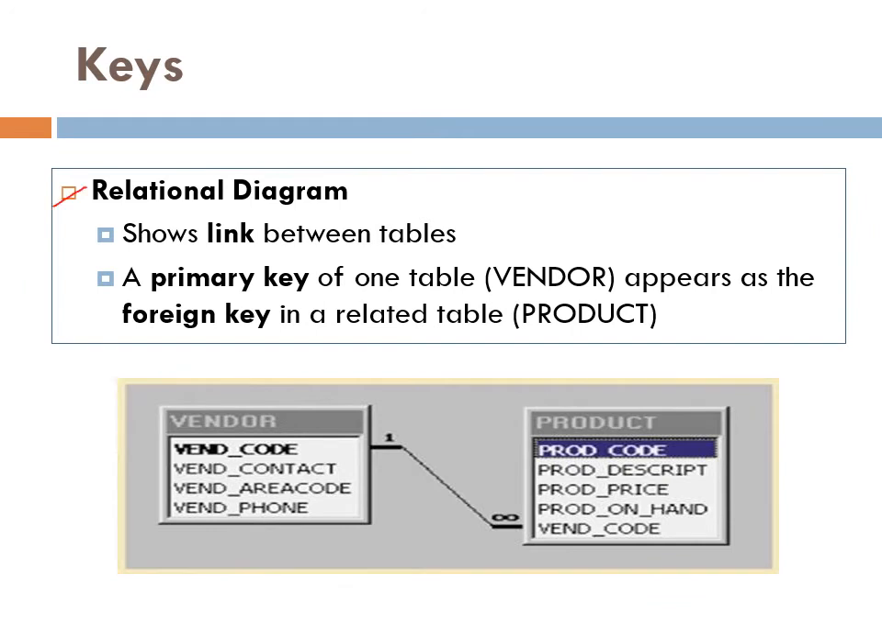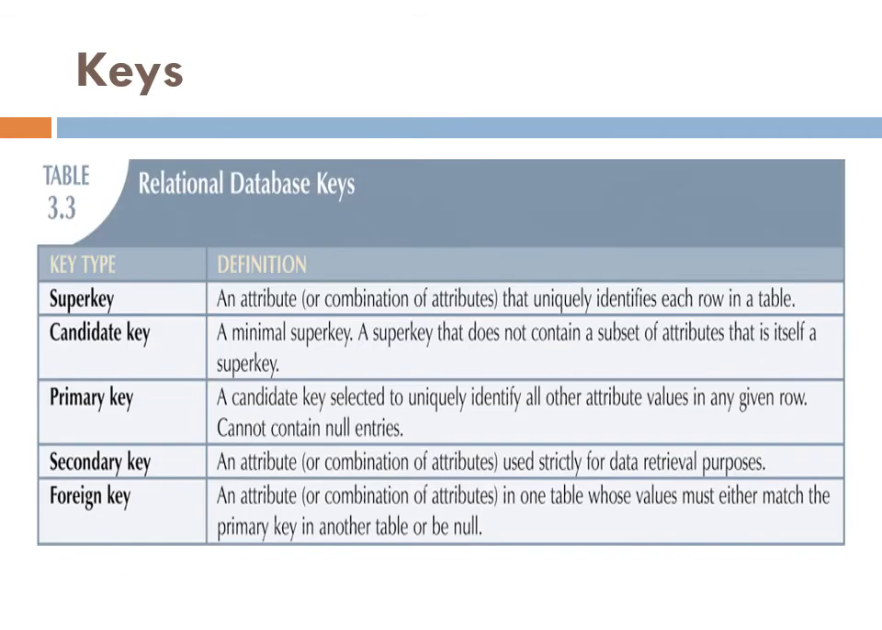Okay, relational diagram. This is basically another view of the relational schema where you can see the links between tables. It shows the links between tables. A primary key of one table appears as the foreign key in the related table. This one is a Unified Modeling Language thing. Okay, this is the relational database key definition. I hope that you can read this by yourself.